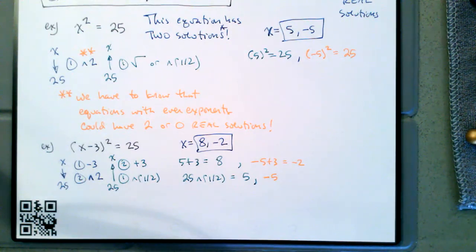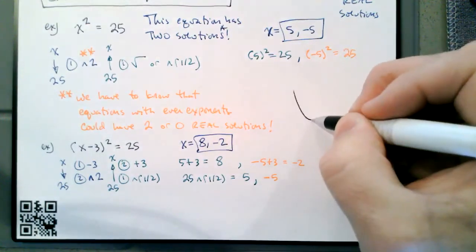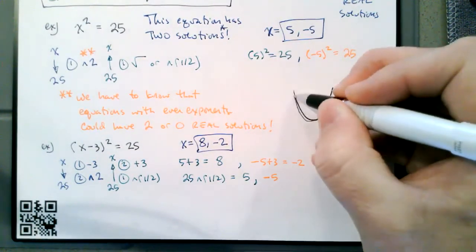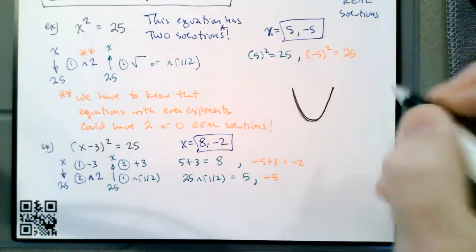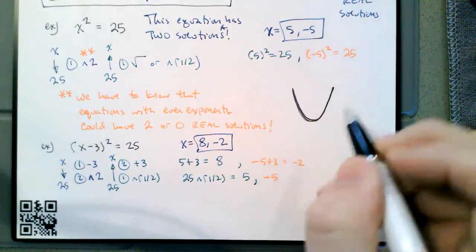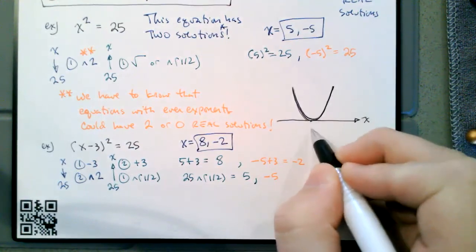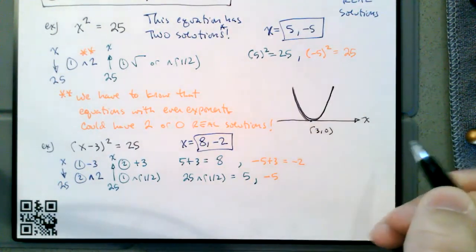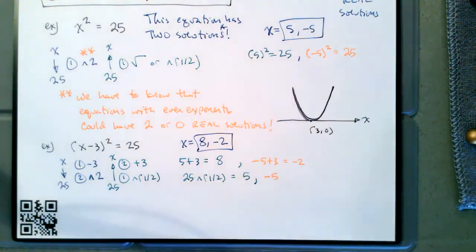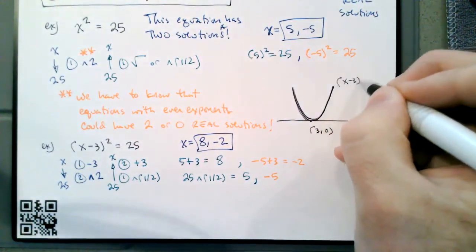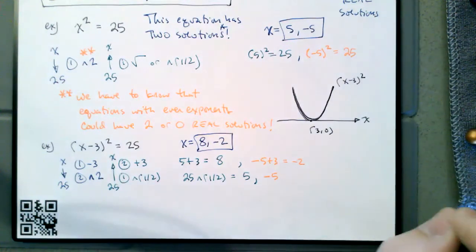We can reinforce this understanding that there are 2 solutions by imagining what the x minus 3 squared looks like. I'm not sure where you came from in your algebra class, but if we look at a graph of x minus 3 squared, we know that it makes a parabola. And it's sitting on the x-axis. And the vertex is at 3, 0. So if this is the graph of x minus 3 squared, I want to know when the graph of x minus 3 squared is equal to 25.